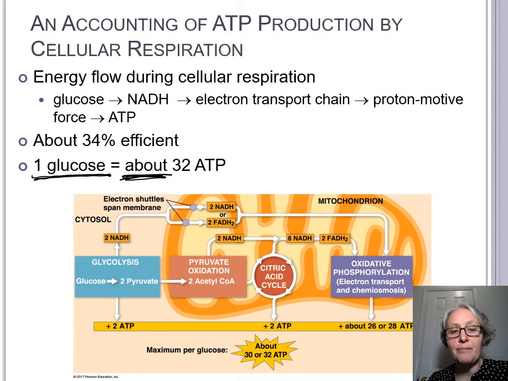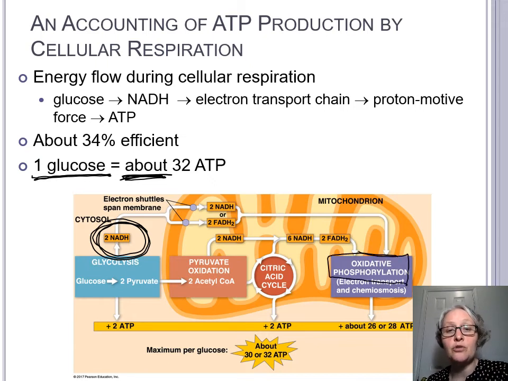The second thing that happens has to do with these 2 NADHs that are created in the process of glycolysis. Those NADH molecules are out in the cytosol. They have to get all the way into the mitochondria to do oxidative phosphorylation. Depending on how these are moved in the mitochondria, sometimes we're going to lose or gain more energy. So the rule of thumb is 1 glucose molecule gives you about 32 ATP. It's not always a precise number, but that's our best estimate.